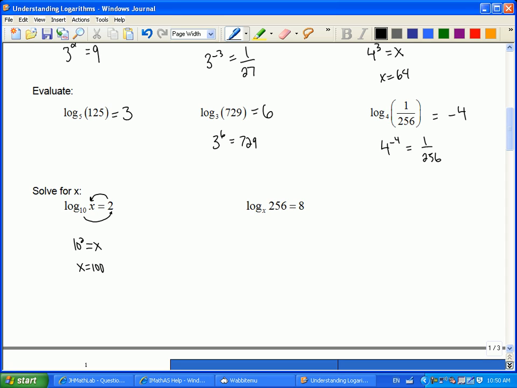Okay, what about the next one? Two is correct. It's x to the 8 is 256. So this would be one that a calculator would be appropriate for, I suppose. You'd raise both sides to the 1 over 8, take the 8th root, and then that way I get x equals 2.